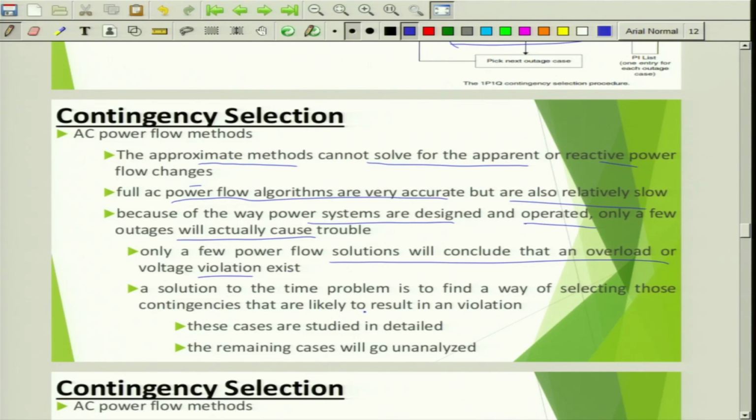A solution to the time problem, in the sense of fast convergence, is to find a way of selecting those contingencies that are likely to result in a violation, right.